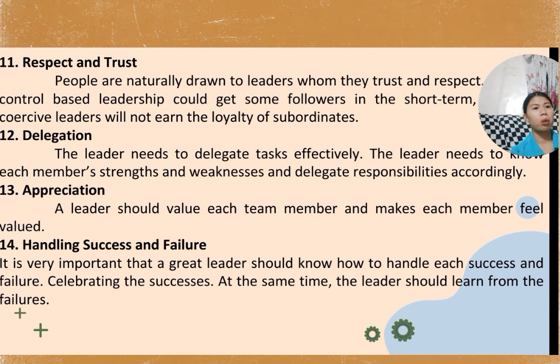if you involve them in achieving goals. So the next one is appreciation. A leader should value each team member and make each member feel valued. So you must appreciate your team members in order for them to feel that they are valued. Praise in public and criticize in private. So this is how you appreciate your members.